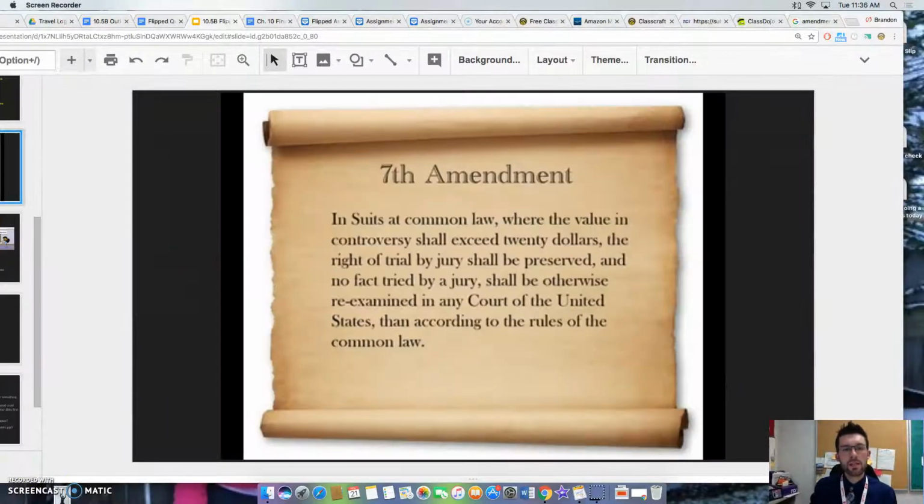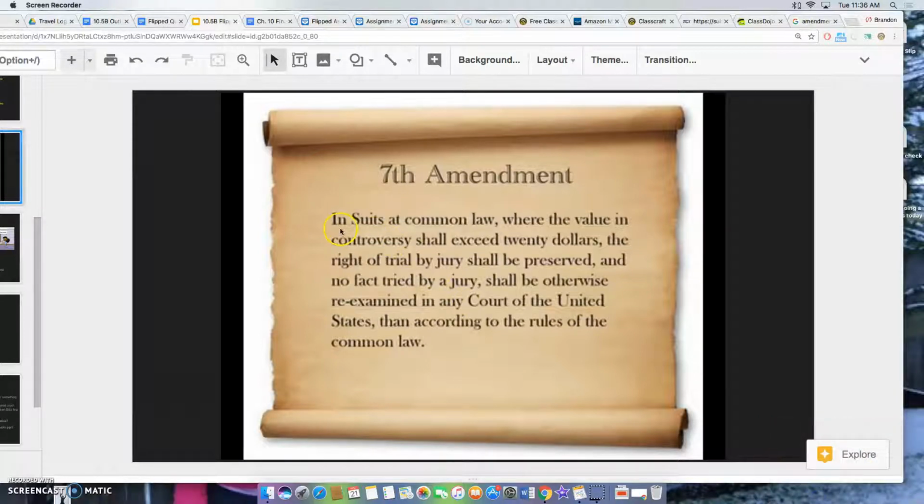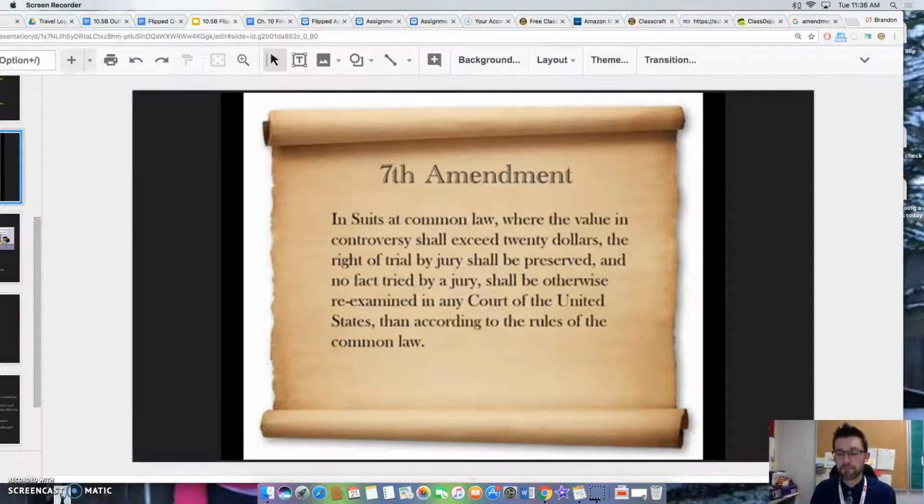Now let's talk about the Seventh Amendment. Again, I'm going to read through what the actual words say, so please follow along as I read it. In suits at common law, where the value in controversy shall exceed $20, the right of trial by jury shall be preserved, and no fact tried by a jury shall be otherwise re-examined in any court of the United States than according to the rules of the common law.